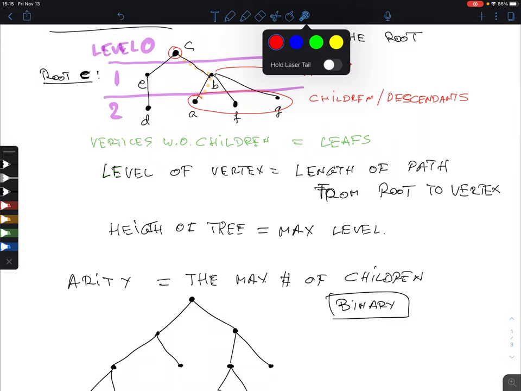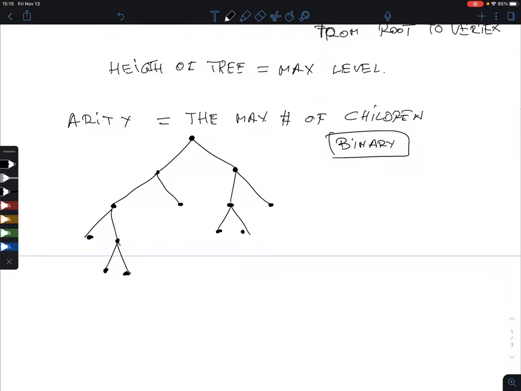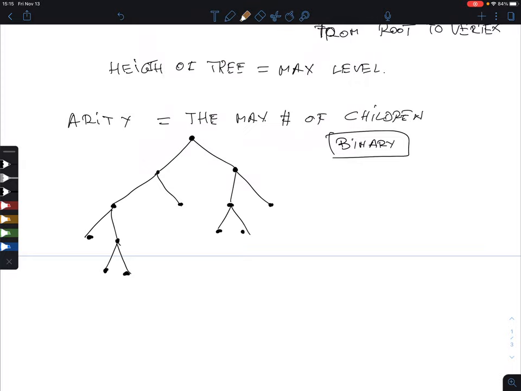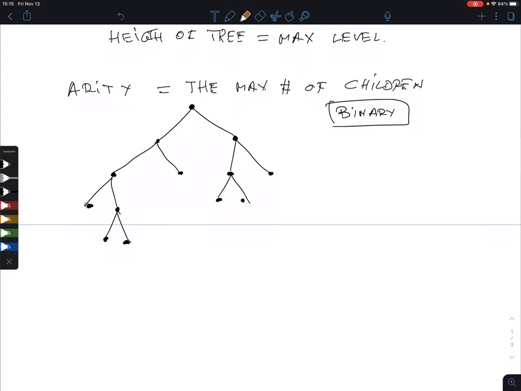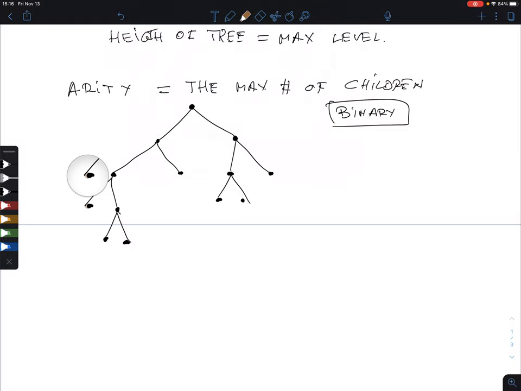Just to review our concepts, what are the leaves? Let's talk about the leaves of the tree I just drew. Let's do the leaves in green, because leaves look green, although they are now brown, so I'm going to do them brown. I made this video on November 13th. So we have a leaf, a leaf, a leaf, a leaf, a leaf, a leaf. These are the ones without children.